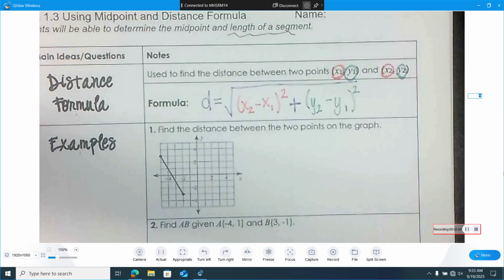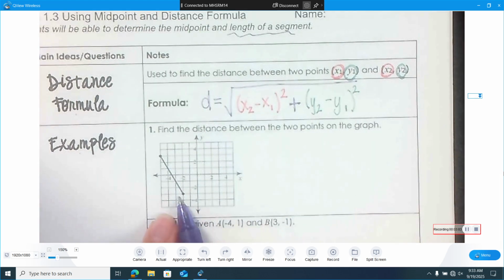So here on number 1, we want to find the distance between the 2 points, and you are going to want calculators, so we can all practice with calculators. If you don't have your calculator, come grab a calculator. All right, so we want to practice here. We want to find the distance between the 2 points on the graph.